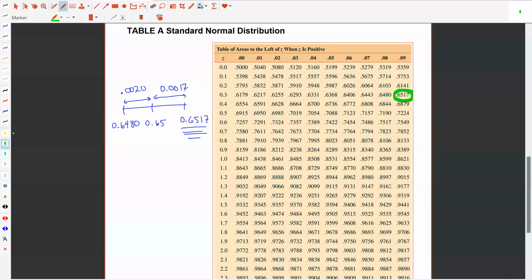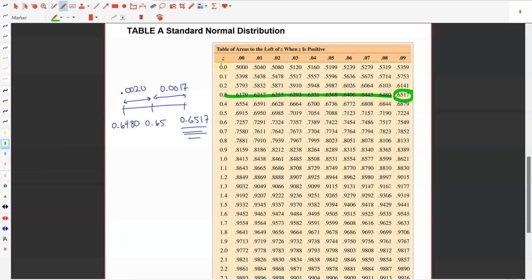Now, by the way, if you have two values that are equally close, like if the value I was looking at was halfway between the two values I could find in the table, you would just take the mean of the two values in the table. Remember, to find the mean, you add them up and divide by how many there are. But that's not the case here. There was one that was a little bit closer, so that's the value we're going to use.